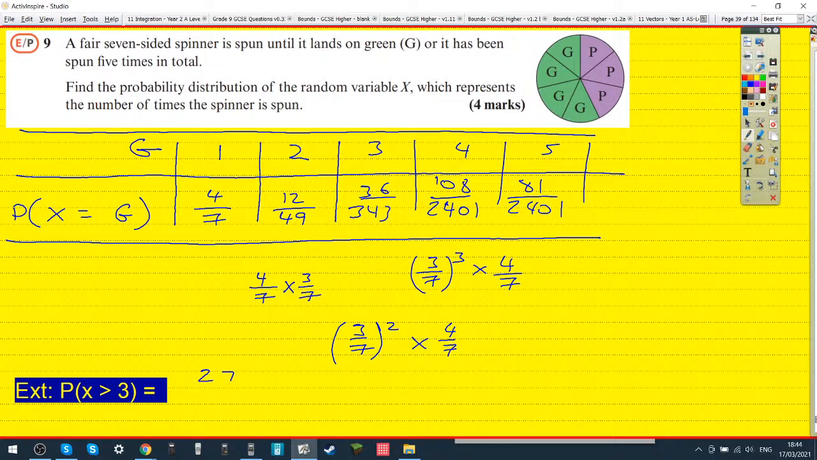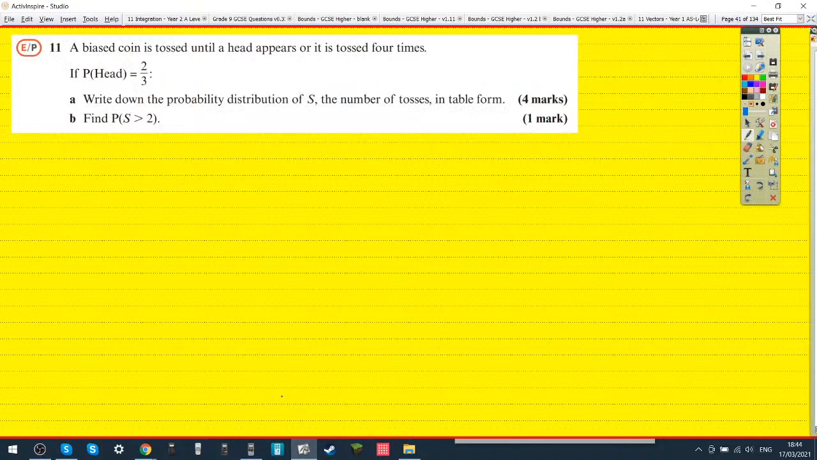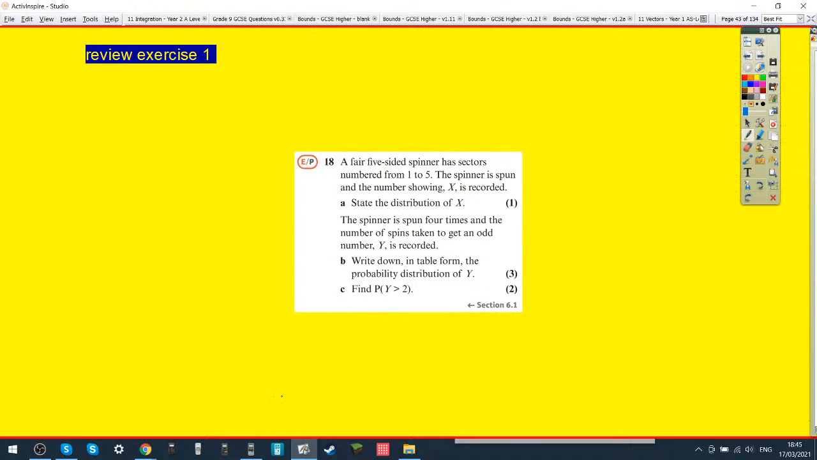27/343. Grand. And it'll also be whatever, 189. Yeah, I'm just doing it in my head. Let's see, this is similar. That's fine.